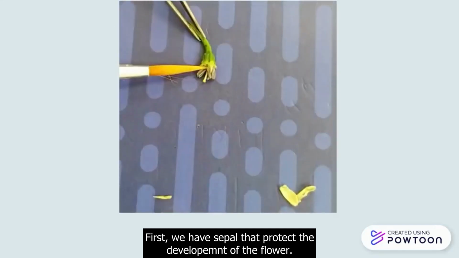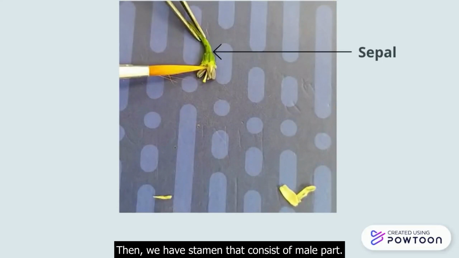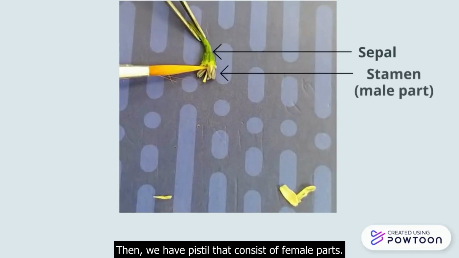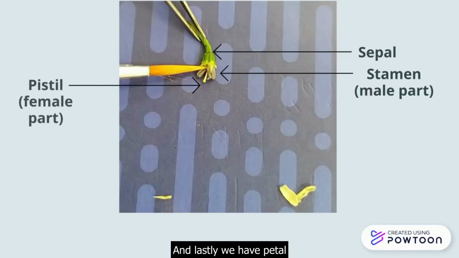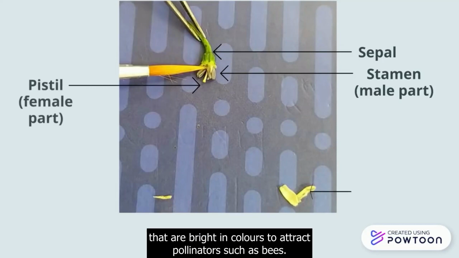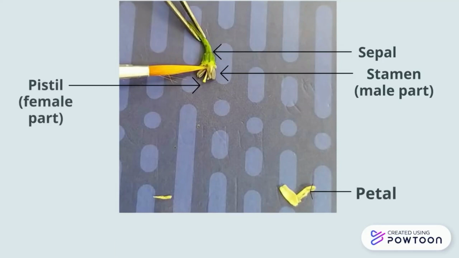Let's move on to the anatomy of the chili flower. First, we have sepal that protects the development of the flower. Then we have stamen that consists of the male part. Then we have pistil that consists of the female part. And lastly, we have petal. They are bright in colors to attract pollinators such as bees. Let's go a bit detailed.